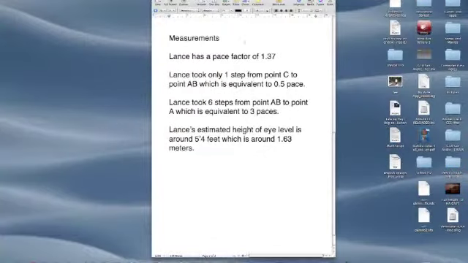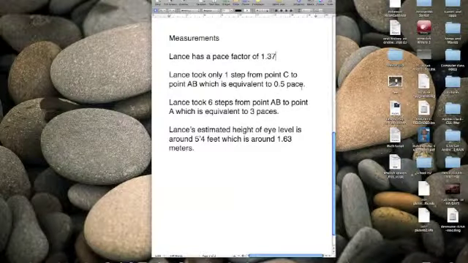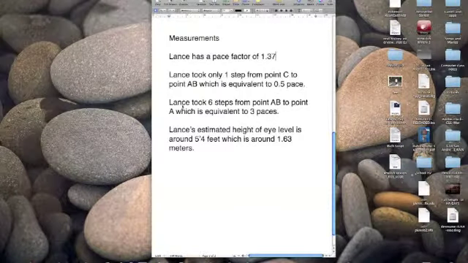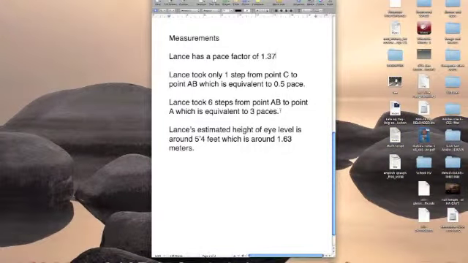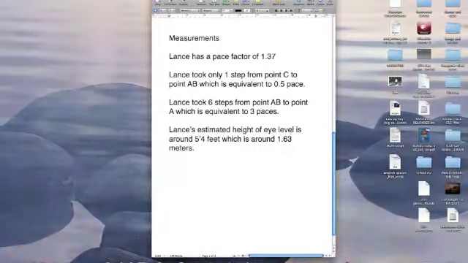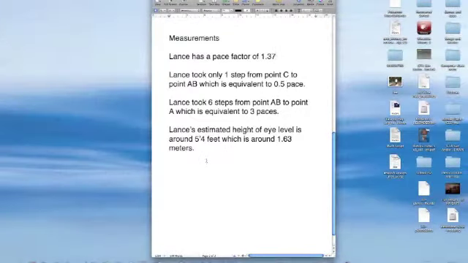Now back to reviewing our measurements. Lance has a pace factor of 1.37. Lance took only one step from point C to point AB, which is equivalent to 0.5 pace. Lance took 6 steps from point AB to point A, which is equivalent to 3 paces. Lance's estimated height of eye level is around 5.4 feet, which is around 1.63 meters.